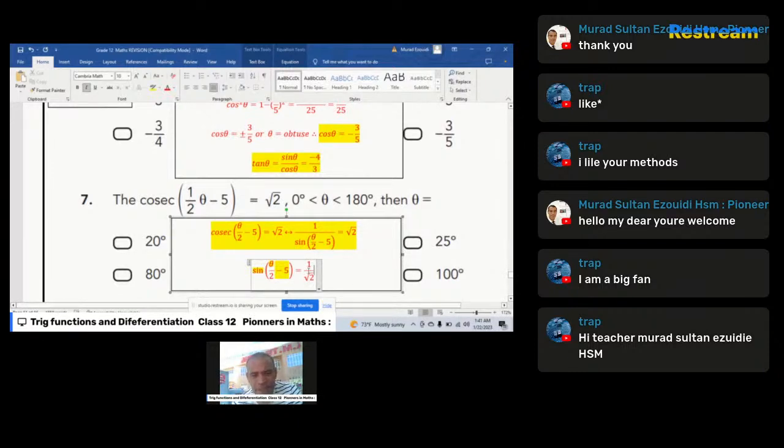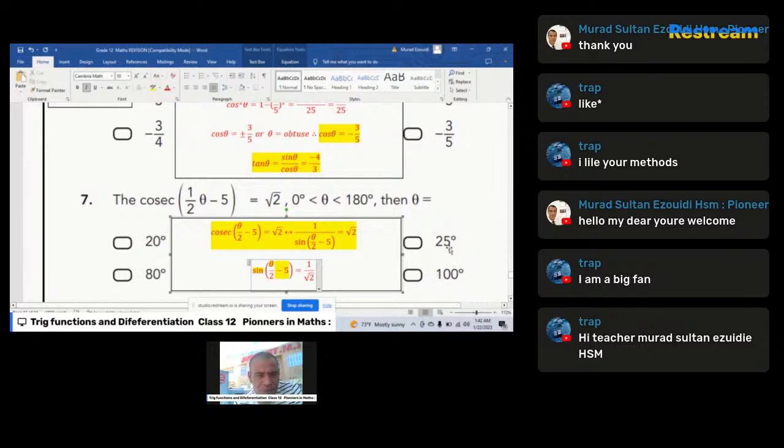Therefore, now we change theta with 20. 20 means this angle should be 45 degrees. 20 divided by 2 is 10, 10 minus 5 is 5, which is different to 45. 80 divided by 2 is 40, minus 5 is 35, so it's incorrect.